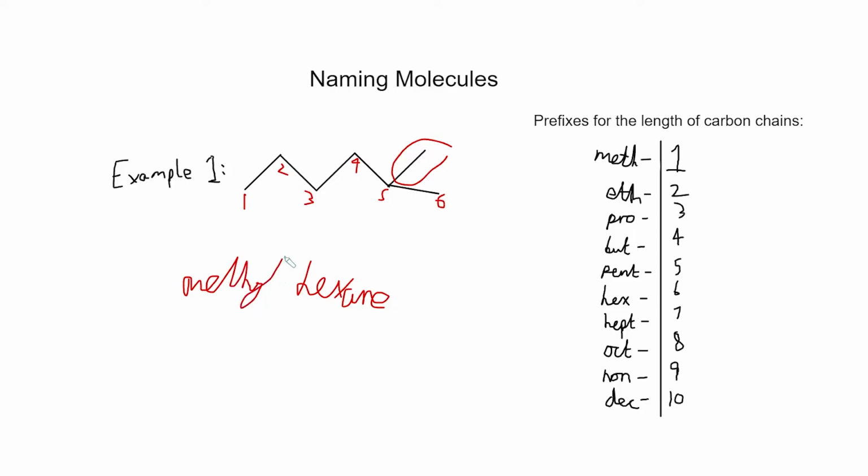We now know we have methylhexane, but there is one final thing we need to add. Where is this branch attached? At first, you may be tempted to say that the branch is attached to the fifth carbon in the chain. However, this molecule is actually called 2-methylhexane. That's because whether it was attached to the fifth carbon or the second carbon, it would be exactly the same molecule. And we always use the smallest number.